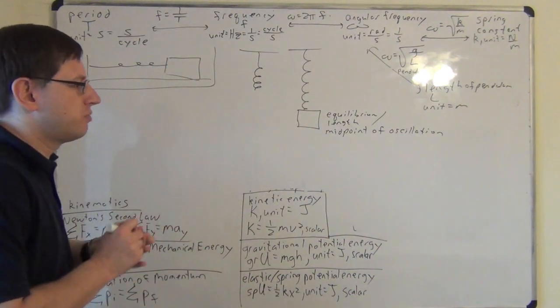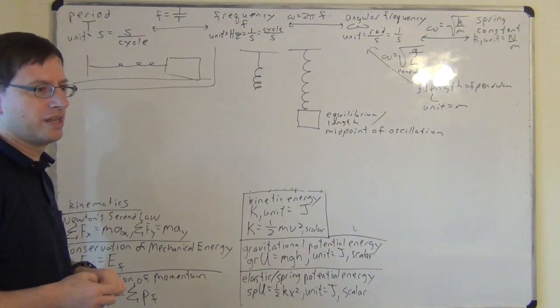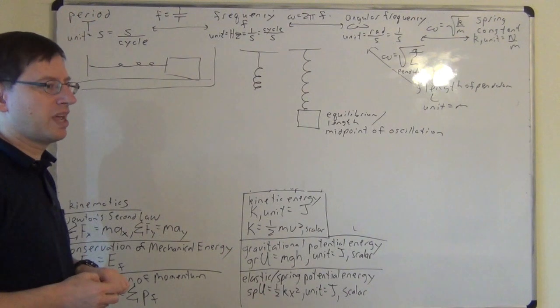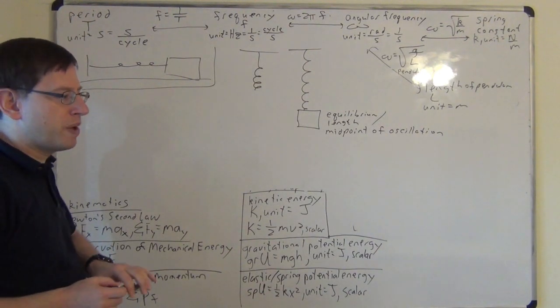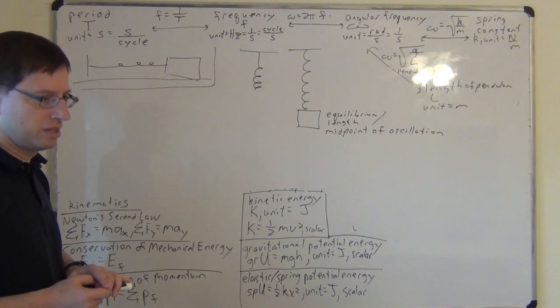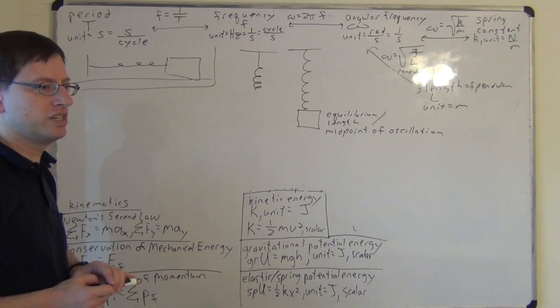Now another difference is, what's the main framework that we've been using for analyzing springs? Conservation of energy. Conservation of mechanical energy. When we were dealing with pendulums, what types of energy did we focus on? Gravitational and kinetic. And for horizontal springs, what types of energy did we focus on?